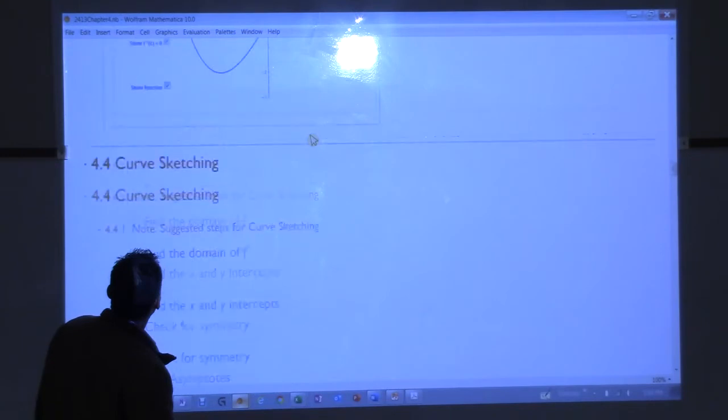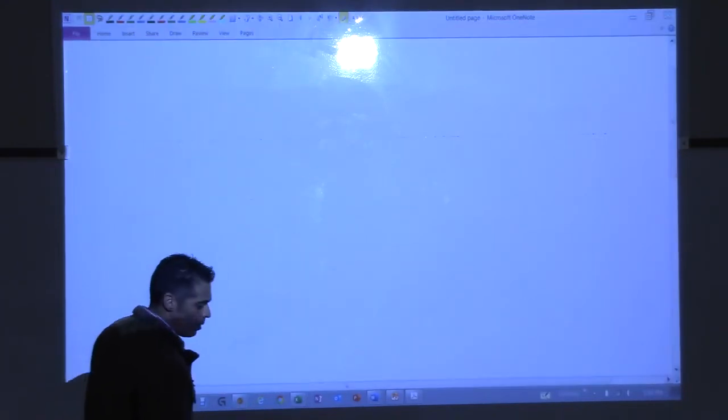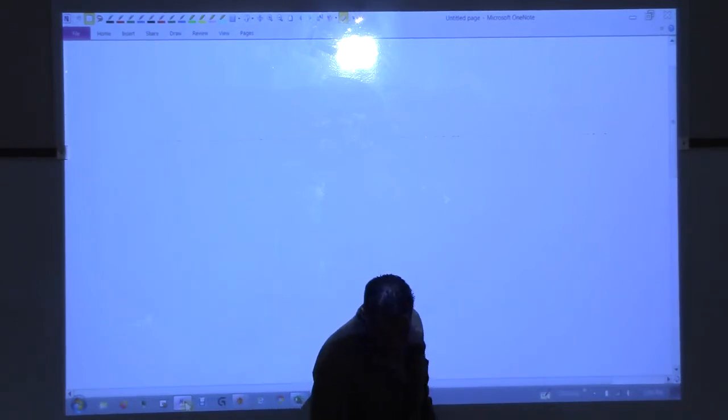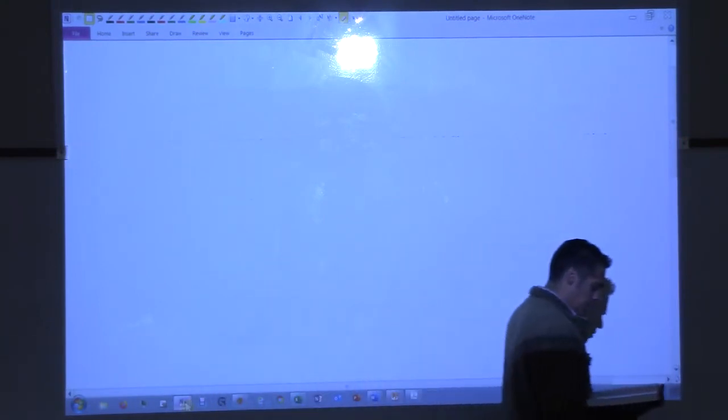All right, so here we go. Let's start with something that we could probably sketch without calculus. But now we're going to see a little more detail with this function. So I'm just going to pick one out of here.